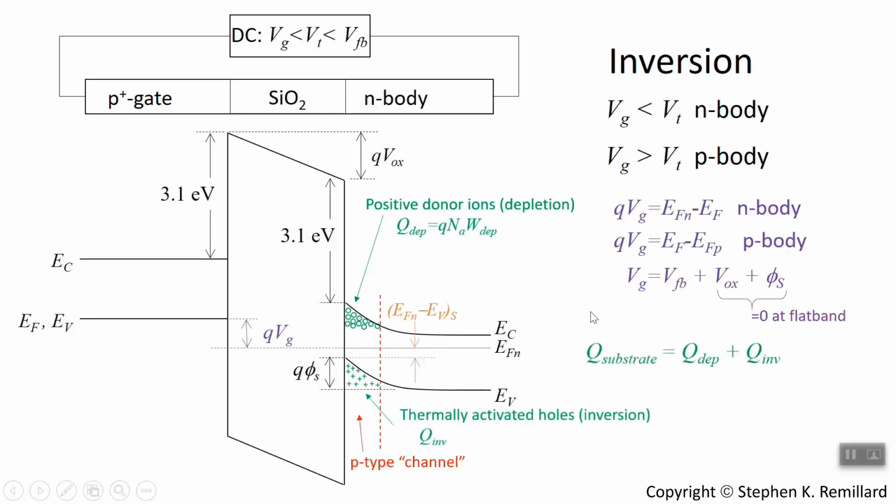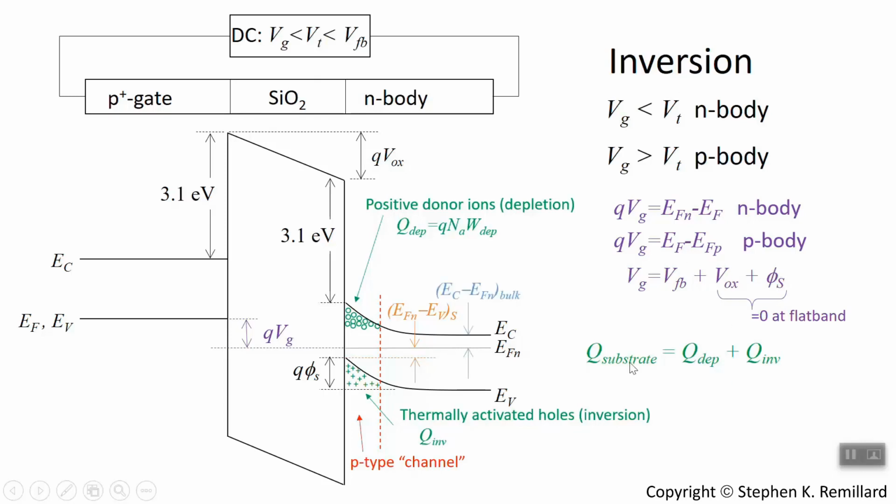I can relate that to the voltages in the oxide because at flat band, these voltages are 0. At flat band, V oxide is 0 and the surface potential is 0. So at flat band, whatever the gate voltage is, it's the flat band voltage. As you bring the gate voltage even lower, these become non-zero. These are negative numbers. So the oxide voltage and the surface potential in inversion are negative numbers.